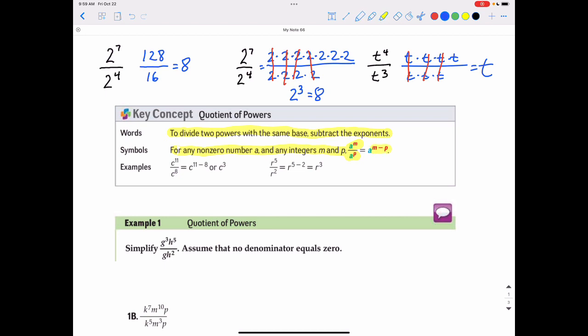A couple of examples you see here: if you have c to the 11th divided by c to the 8th, you would just take 11 minus 8, and that would be c to the 3rd. If you have r to the 5th divided by r to the 2nd, what's 5 minus 2? Well, 5 minus 2 is 3, so that is r to the 3rd as well.